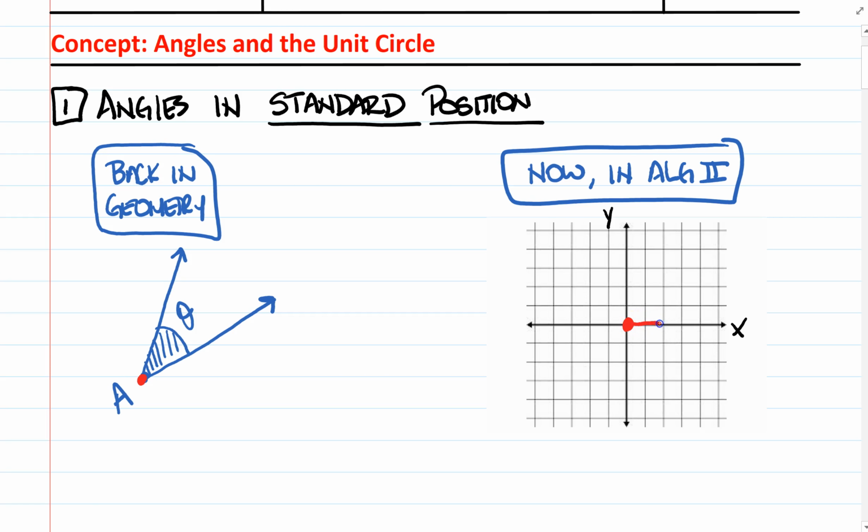And then I am going to glue down the initial side of my ray right on top of the positive x-axis. So you may recall that it had an initial side and a terminal side back in geometry, okay? That initial side is going to be glued down to the positive x-axis, and the terminal side is free to swing around anywhere it wants in the coordinate plane. So an angle in standard position is always going to look like this. The initial side will be glued and fixed down to the positive x-axis, whereas the terminal side, which I'll use a T to describe, is free to swing around kind of like a clock. So that's what it means to be an angle in standard position.